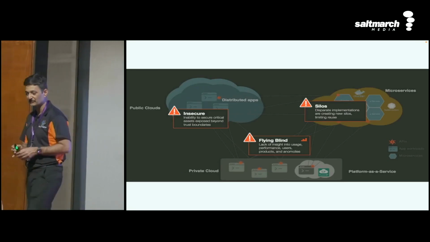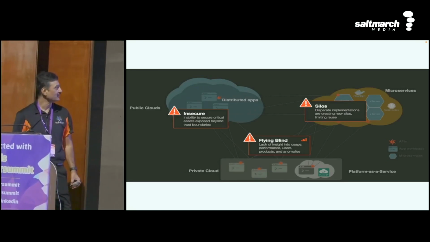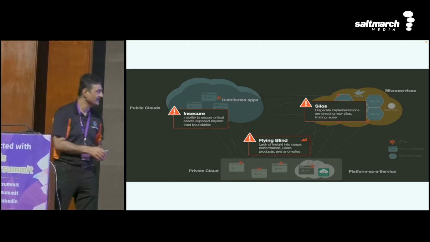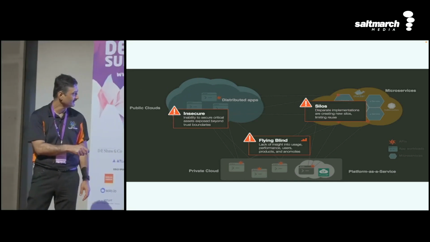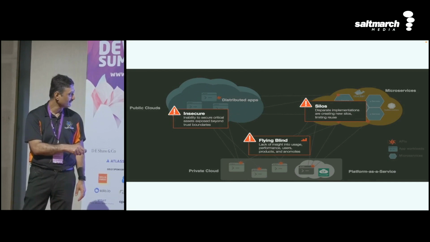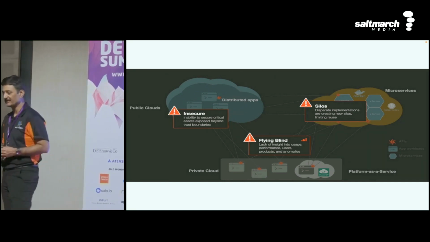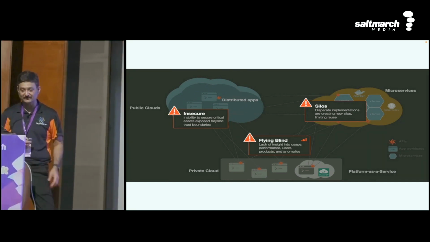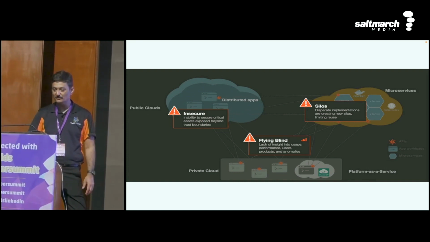So, what kind of issues are you going to get? You're going to get insecure access. Critical things can be exposed to the trust boundary. You're going to have a problem with performance. Performance issues can come in. Throttling issues can be there. How to resolve those issues? And then you don't want to build in silos.